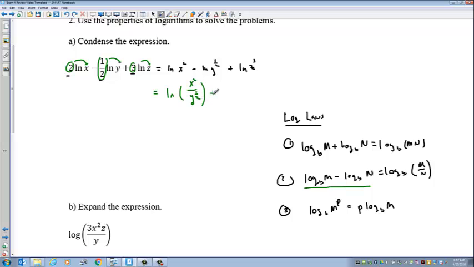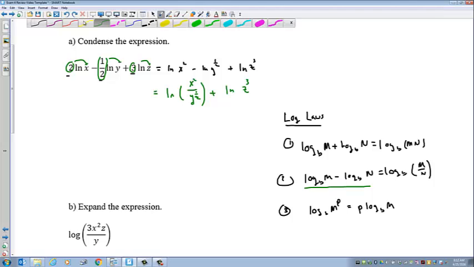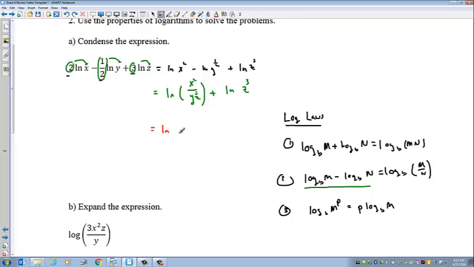And then we still have plus ln of z squared, or z cubed, sorry. All right, then finally, we're going to apply this first rule. Since we're ln of this plus ln of that, then we'll multiply this and that on the inside. So that's equal to ln of x squared z cubed divided by y to the 1/2.